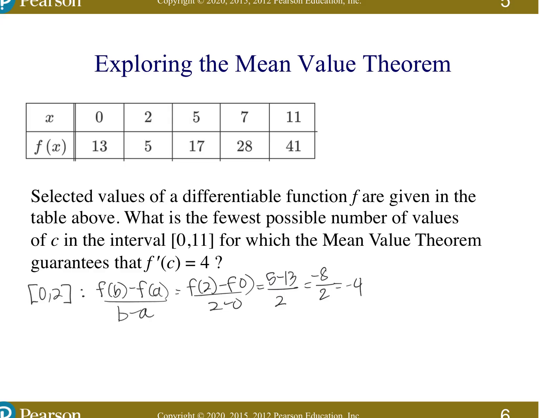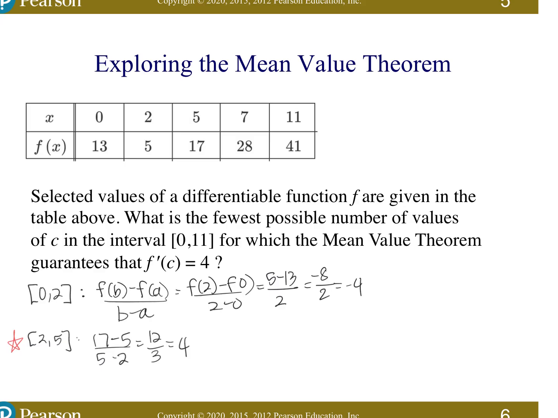Do some mental math. I'll pause the recording. All right, so if we check 2 to 5, that'll be 17 minus 5 over 5 minus 2. That's 12 over 3, so that's 4. All right, so we've got 1. But it says what's the fewest number of values of c in the interval for which the mean value theorem guarantees? Okay, so it's 1 for sure.